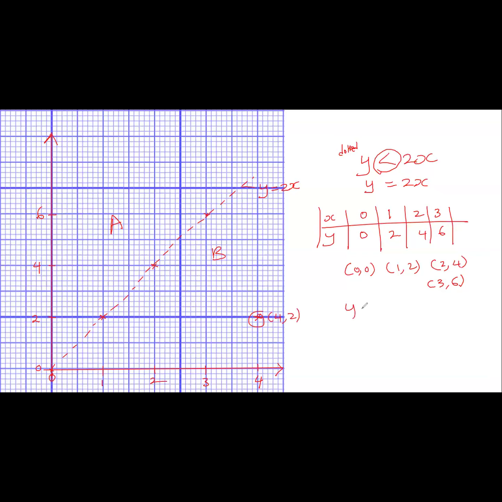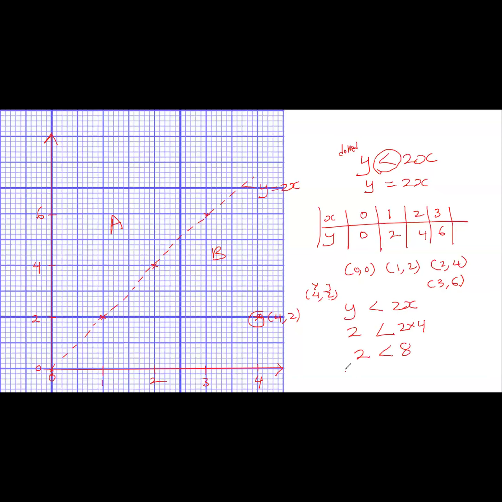So I'll come back to my inequality, which is y less than 2x. I test. This is 4, this is 2, this is x, this is y. So where there is y, I put 2. Where there is x, I put 4. So I'll have 2 times 4, and I'll have 2 less than 8.